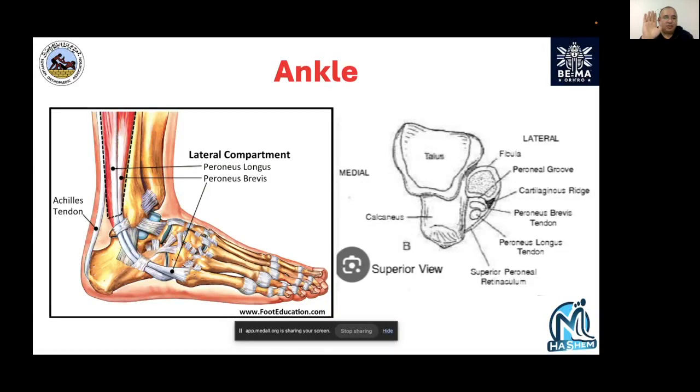And as we said again, you put in dorsiflexion, you relax the tib ant and peroneus brevis, so you're testing the peroneus longus and tib post, and you put in the plantar flexion, you relax the tib post and the peroneus longus, so you'll be testing for tib ant and peroneus brevis.